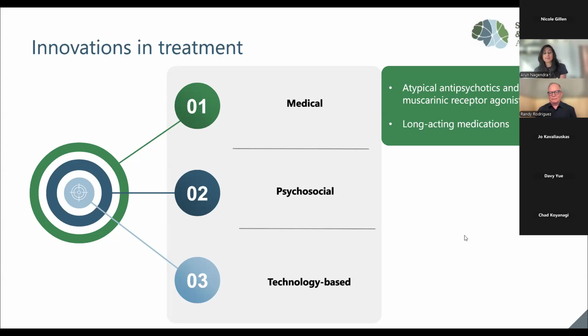Long-acting medications are not a type of medication, but more a medication delivery method. These are delivered as an injection, and you can get an injection that could last for 1 month or 3 months or even 6 months. So you don't have to take a daily pill. They are known to improve medication adherence and prevent relapse in those with schizophrenia. Their direct impact on negative symptoms is less clear.